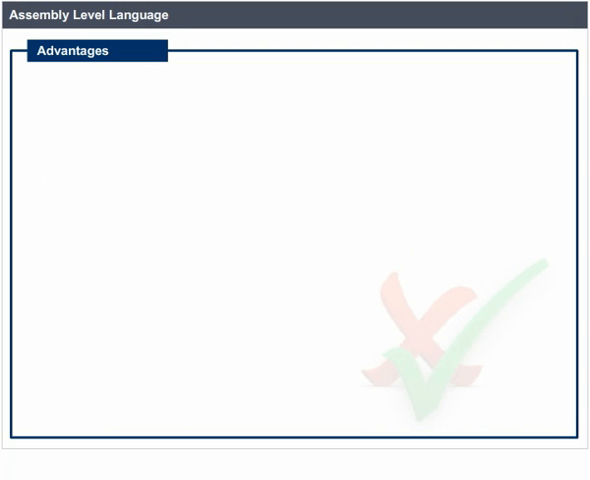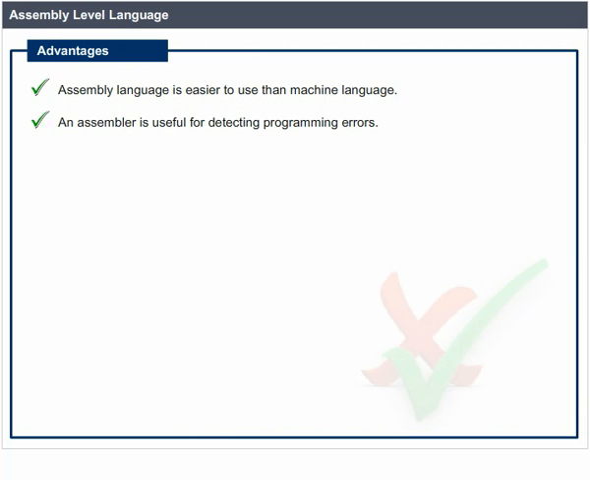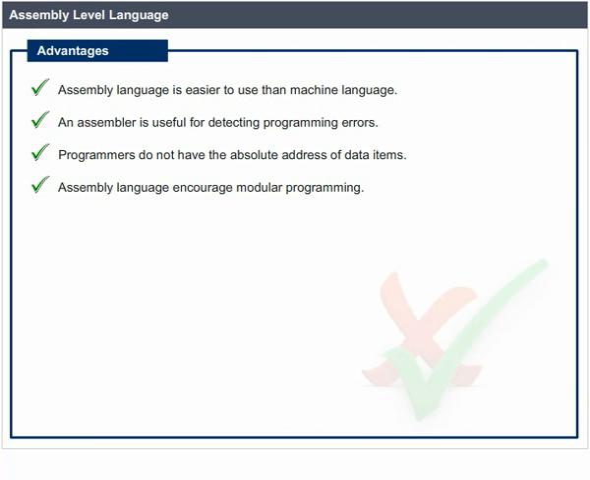Advantages: assembly language is easier to use than machine language. An assembler is useful for detecting programming errors. Programmers do not have the absolute address of data items. Assembly language encourages modular programming.